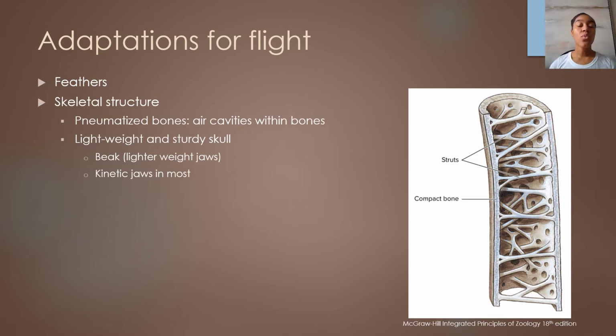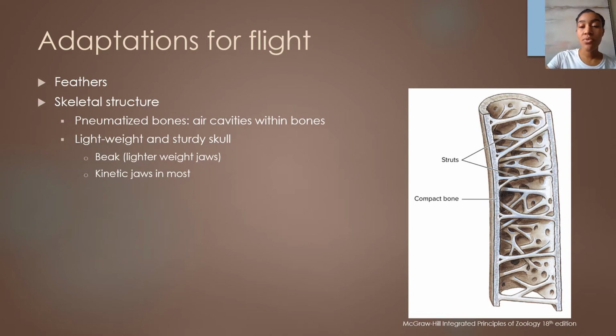For one, they're lightweight. And they're lightweight due to the presence of pneumatized bone. And pneumatized bones are just bones that have a lot more air-filled cavities and holes in them than, let's say, bone in mammals that's a lot more dense and filled with cellular material and marrow and things like that.